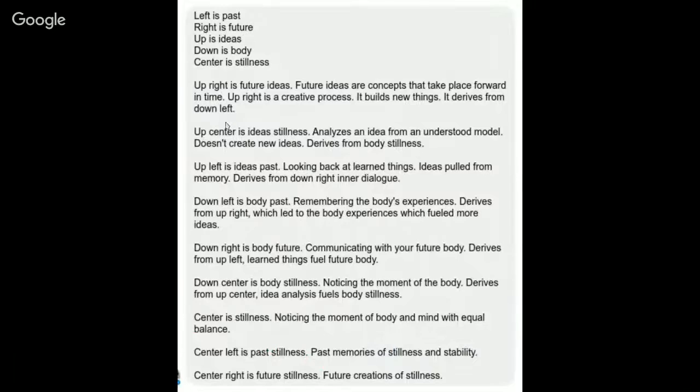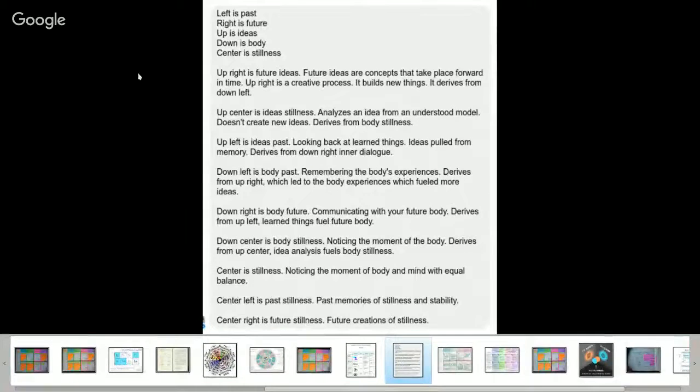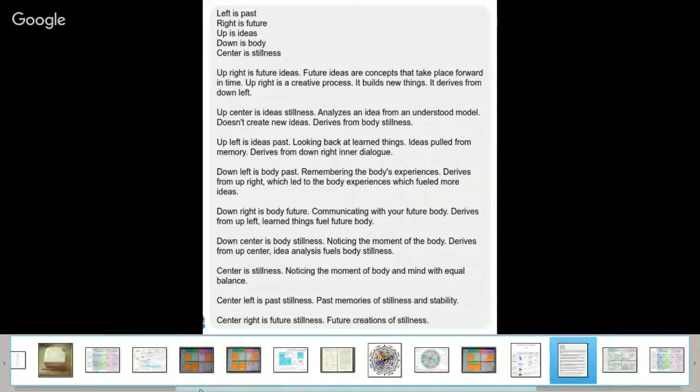Right. So this is something that you wrote out. I'll just get it on here. We've got left is past, right is future, up is ideas. Future ideas. Okay. It derives from down left. Very important. Up left derives from down right in a dialogue. Down right being Jesus Christ consciousness. Up left is Sirius angel.